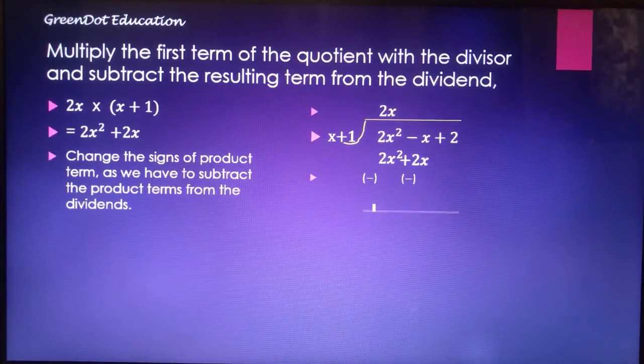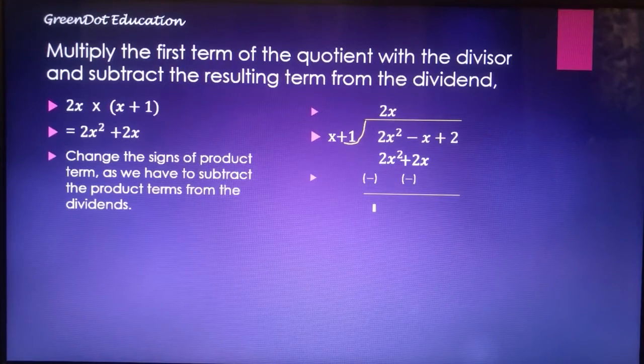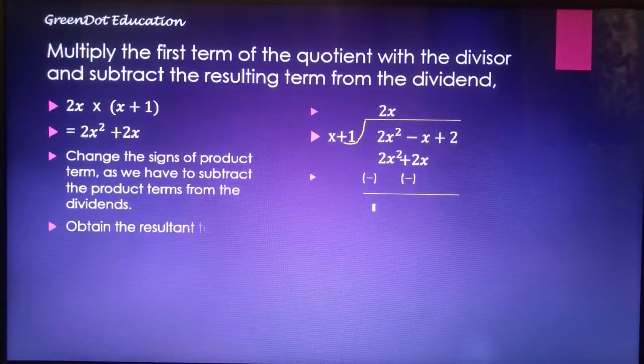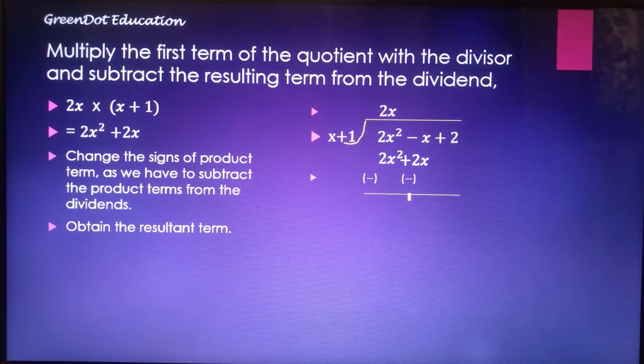Now subtracting it from the dividend, we get 2x squared, both are cancelled out, and this is plus and this is minus, both are cancelled out. This term is cancelled out from this. Now we are left with this term, that is minus and minus. Minus minus will give us plus, so 2 plus 1 will give us 3, but the sign will be of the greater number. Here 2 is the greater number, and so it will give us minus 3x.